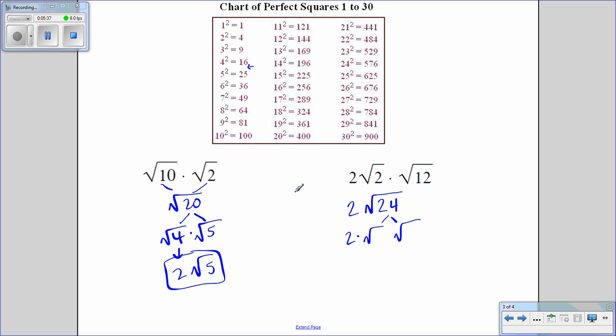So what is the biggest perfect square that goes into 24? Well, that would be 4. That's 4 times 6. So 2 drops down. We have the square root of 4, which is 2, and the square root of 6 drops down. And finally, we can multiply 2 times 2, which is 4, and tack on our square root of 6 at the end.